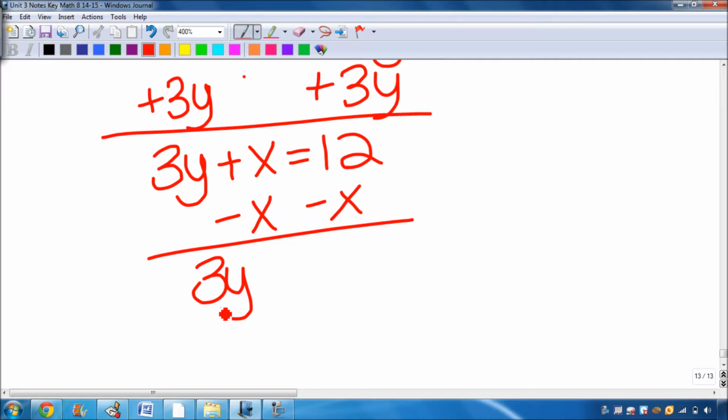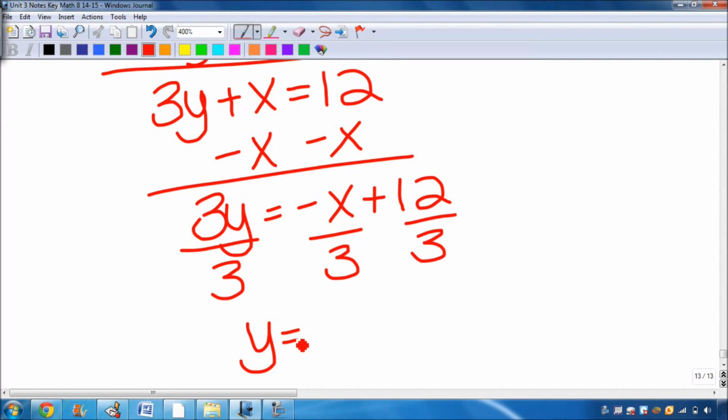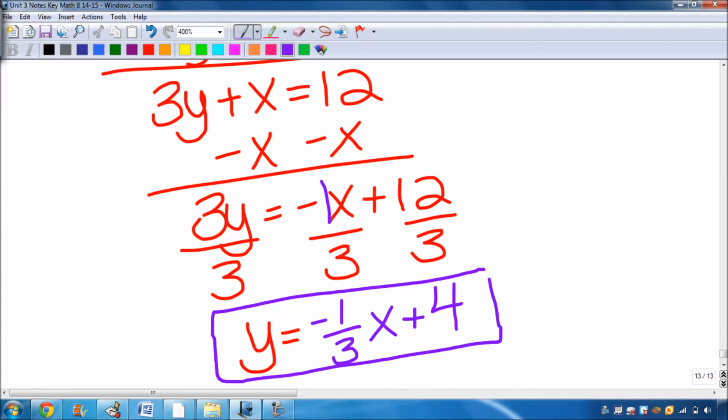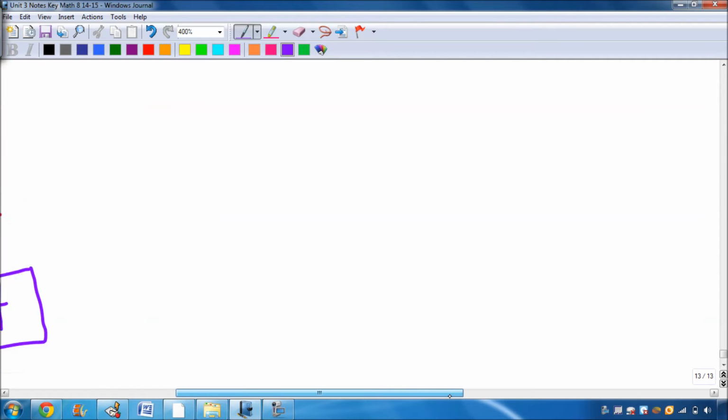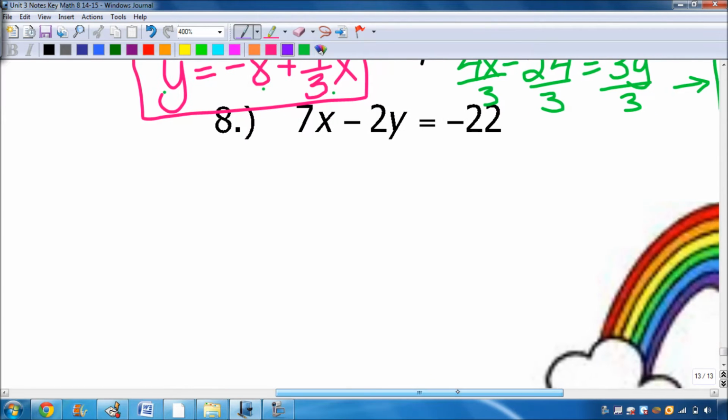So I end up getting 3y equals, remember these are not like terms, so I get negative x plus 12, or 12 minus x. Divide every single number by 3. I end up getting y equals, now this is not negative 3x because negative x is not divisible by 3. It's negative 1/3 x. And then 12 divided by 3 gives you 4, and then you are done. All right, one last one I'm going to show you how to do. So question number 8, if I can find it. 7x minus 2y equals negative 22.